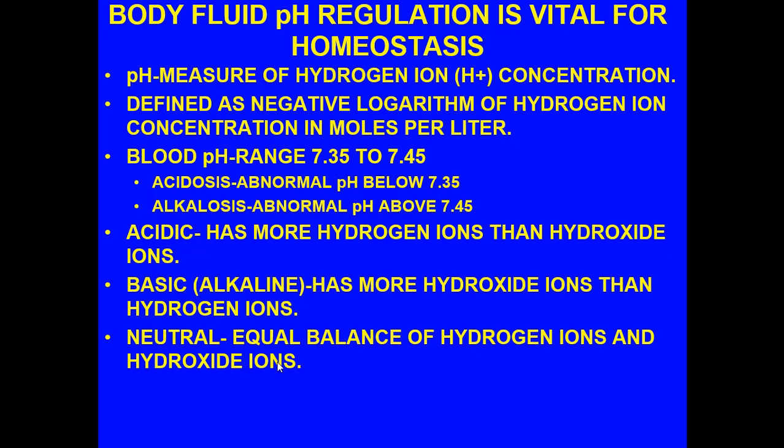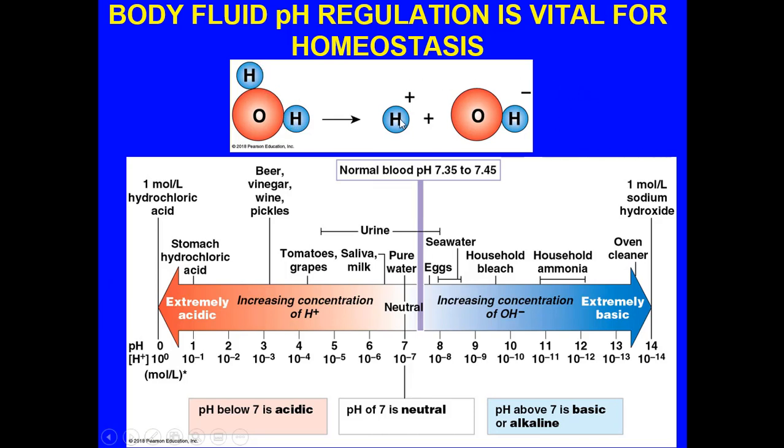Neutrality for pH is 7.0. But don't confuse that with blood pH. That range has to be 7.35 to 7.45. And you can see, as we talked about, the hydrogen ion here, the hydroxide ion here. There is a variety of substances that we talk about. Here's the neutral, pH of 7, that's pure water. Urine can range from about 8 down to 4.5. Saliva and milk go below that, slightly acidic. Tomatoes and grapes are even more acidic. Beer, vinegar, wine, and pickles are much, much more acidic. Then we have stomach hydrochloric acid, which is at about 1. It's extremely acidic. One mole per liter of hydrochloric acid is a pH of 0, and that is the most acidic.